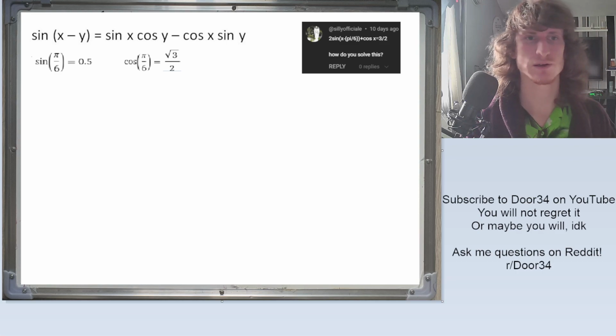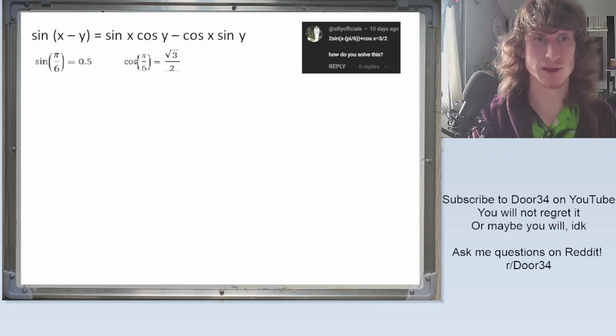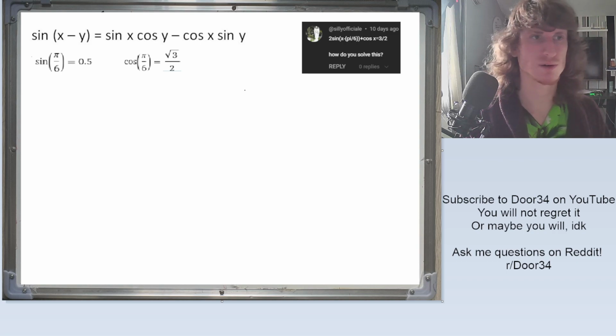So I got asked if I could look at this equation. We've got 2 times the sine of x minus pi on 6, plus cosine of x, is equal to 3 on 2. And I got asked how would I solve this.